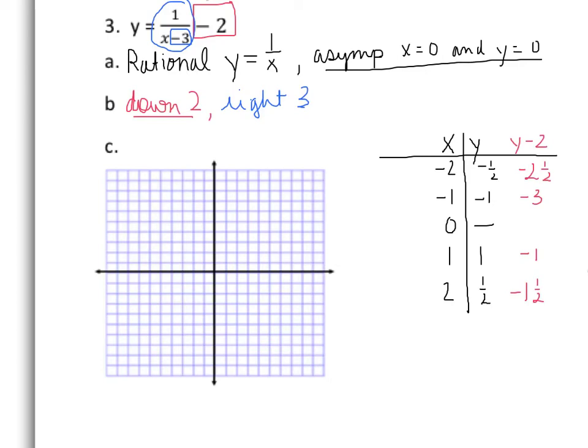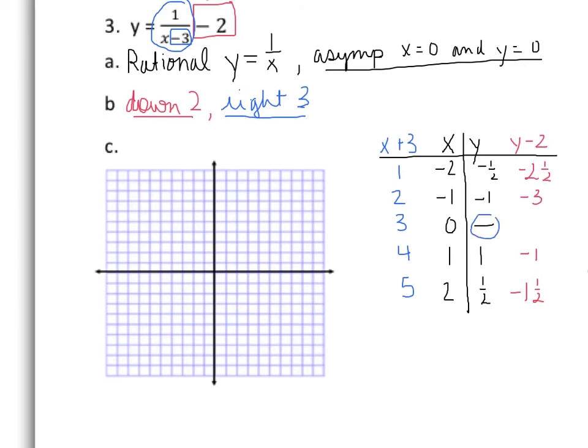Okay, now let's move our x values. So our x values are going to move to the right 3, which means I'm going to add 3 to all of these x values. So 3 minus 2 is 1, 3 minus 1 is 2, 3 plus 0 is 3, and then 3 plus 1 is 4, and 3 plus 2 is 5. Okay, and so here are our new points. Now let's talk about what happens right here again.